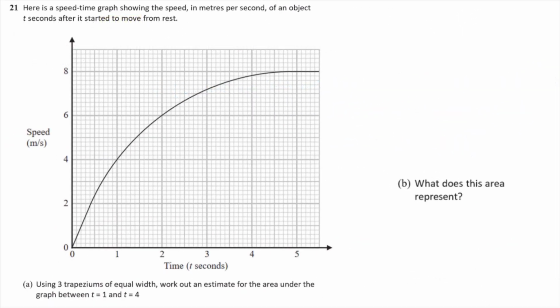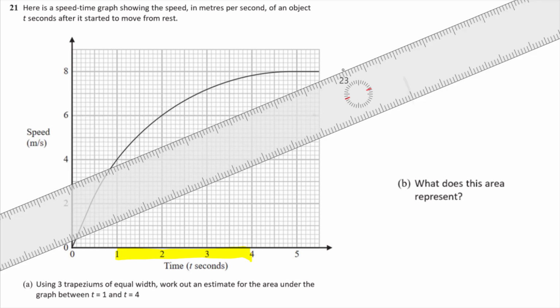Question 21. Here is a speed-time graph showing the speed in meters per second of an object t seconds after it started to move from rest. We've got time along the bottom going from 0 up to 5, and speed in meters per second, topping out at 8 meters per second. Using 3 trapeziums of equal width, find an estimate for the area under the graph between t equals 1 and t equals 4. So we need to find the area between here and here, and we need to break it into 3 trapeziums.